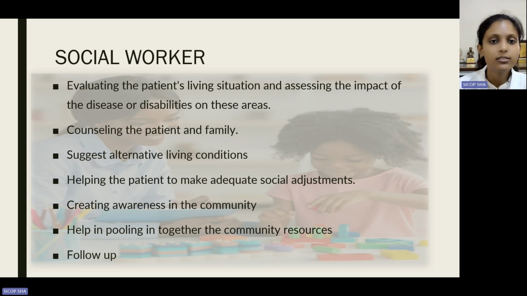If the patient is having some serious problem in this area, they suggest an alternate living condition for them, helping the patient make adequate social adjustments whichever are needed, creating awareness in the community about diseases and disabilities, helping in pooling together community resources, and at the last, follow up of all the things which are evaluated by the social workers.